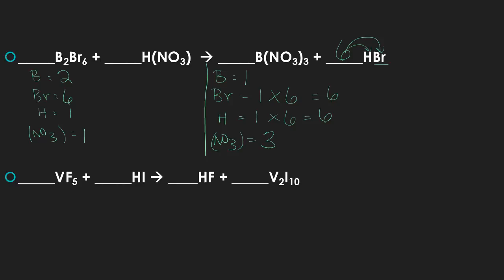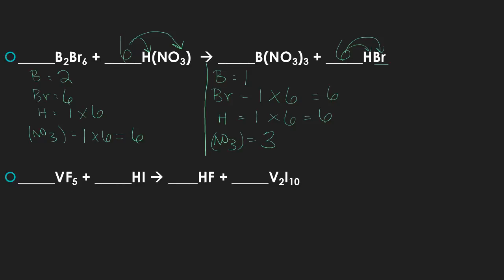So again, I'll start with my biggest difference again, which is my H. So I have 6 on the right, 1 on the left. So I have to multiply this by 6. I put it as my coefficient. I ask myself, do I need to multiply anything else by 6? And the answer is yes. I have to multiply that NO3. So now I have 6 NO3s. And now I go back and start from the beginning.